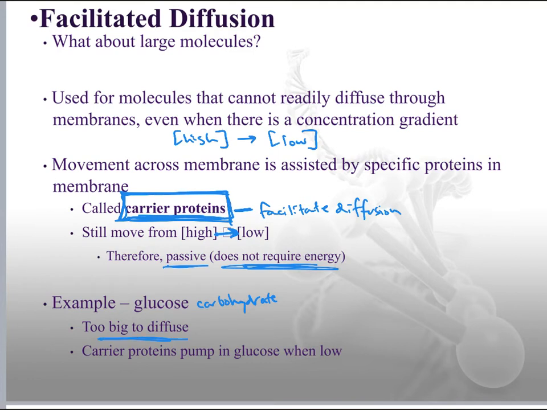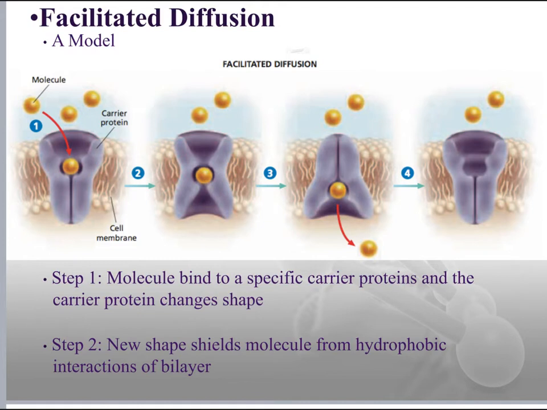So instead, we're going to have these carrier proteins that are going to help get glucose into the cell when the concentration is low, right? So it's going to be lower inside of the cell than it is outside of the cell, and it's going to get put in there. So here's an example of facilitated diffusion.